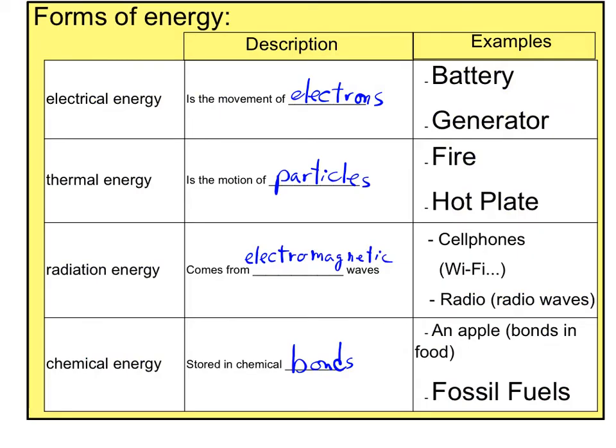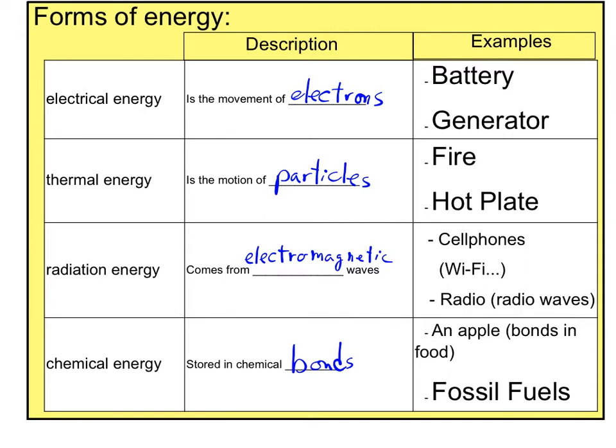Here's a list of the most important forms of energy. Electrical energy is the movement of electrons, like in a battery or a generator. That's why there is electricity. Electrons are in motion. Thermal energy has to do with when it's hot or cold, and it has to do with the motion of particles. Like in a fire or a hot plate, the particles move a lot, but in an ice cube, the particles move less, so it's colder.